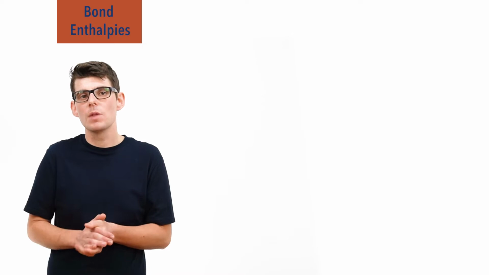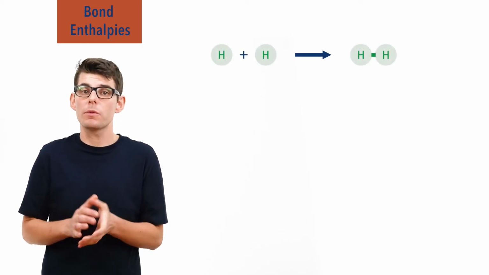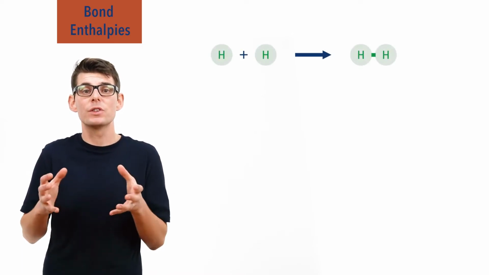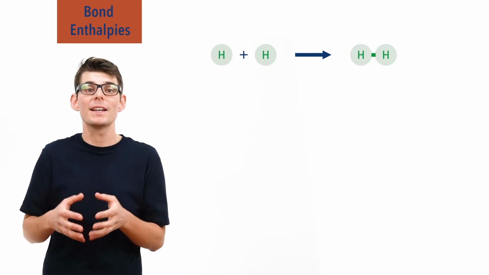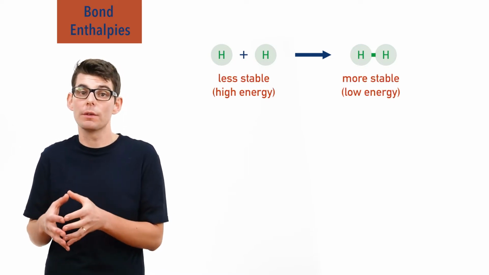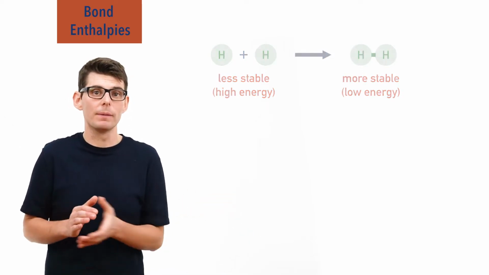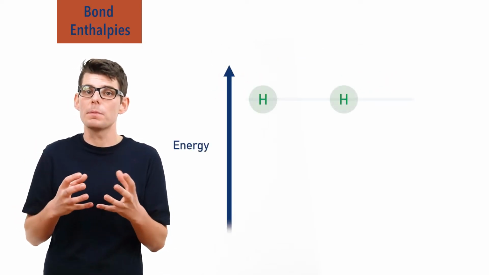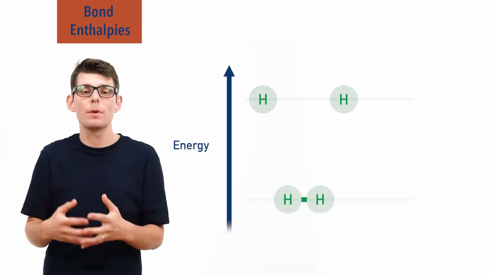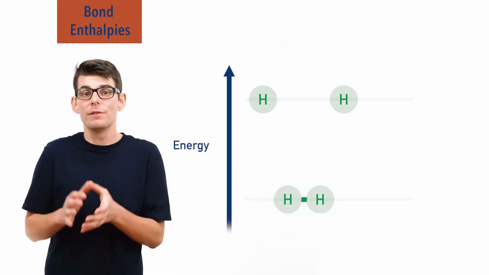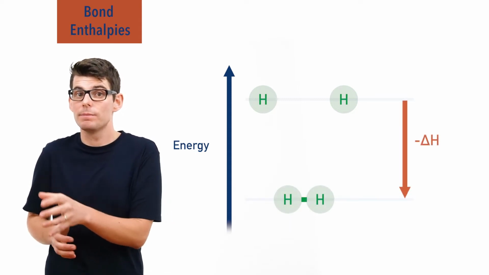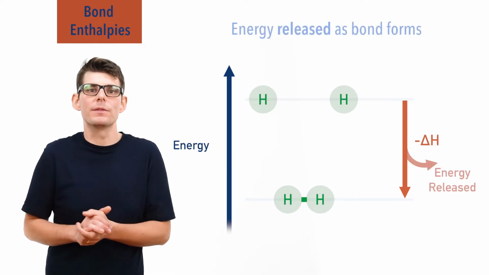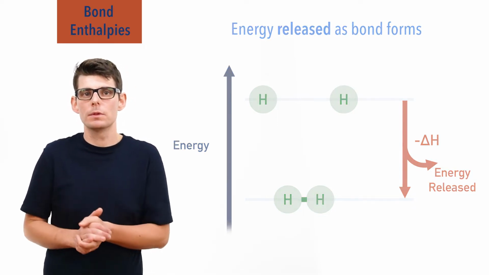For example, a molecule of hydrogen forms from two hydrogen atoms, as the lone atoms are unstable and have a higher energy electron configuration than when they're bonded together. As they get close to each other and a bond forms between them, they become more stable and lower in energy. Their enthalpies decrease. The atoms release a little bit of energy as the bond forms.